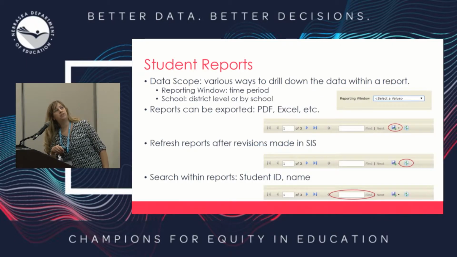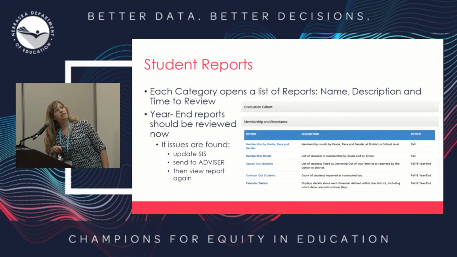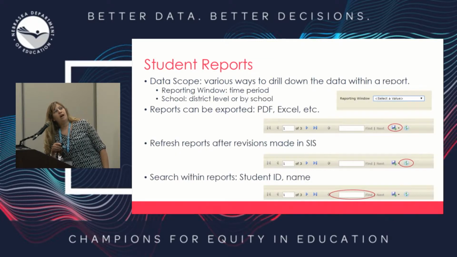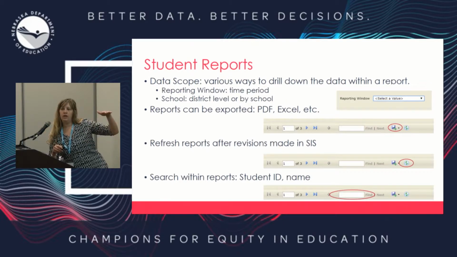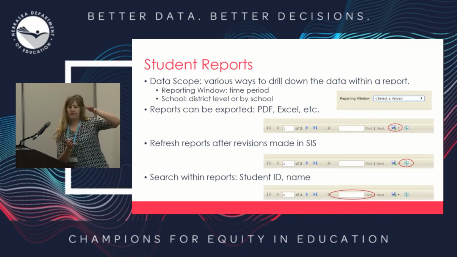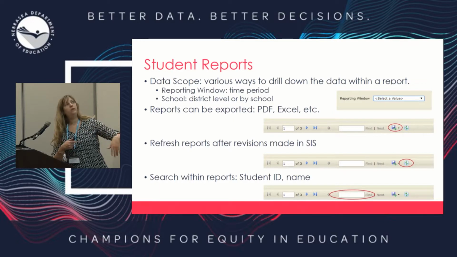So there's a couple things once you, let's say you click on this contract out students report. At the top, you'll have a couple different options. And what's important right now is the reporting window. I'll get into it, but there's various categories that you want to look at. And that'll help you define your data further for your report.